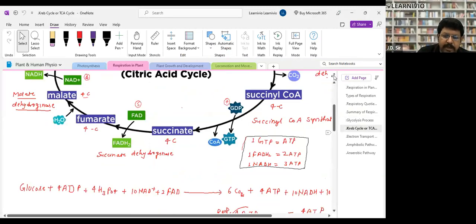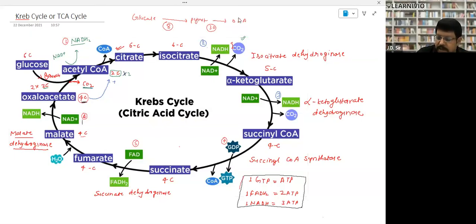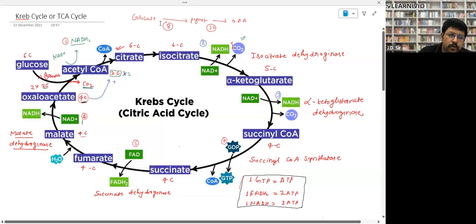Now come to the Krebs cycle. Where the Krebs cycle takes place, I have already explained. Inside the mitochondrial matrix. So when glucose breaks down into pyruvate, 8 ATP energy is produced, and when this pyruvate finally changes into oxaloacetic acid, then 30 ATP energy is generated.